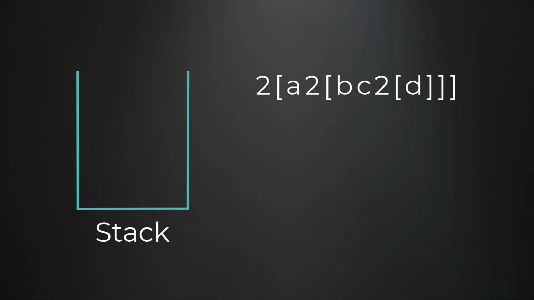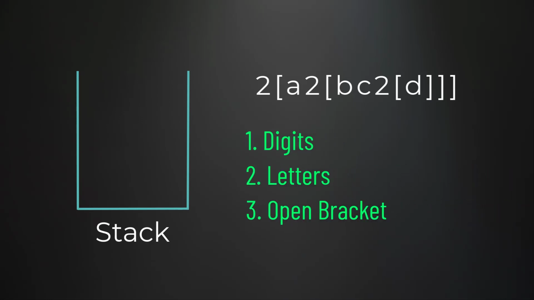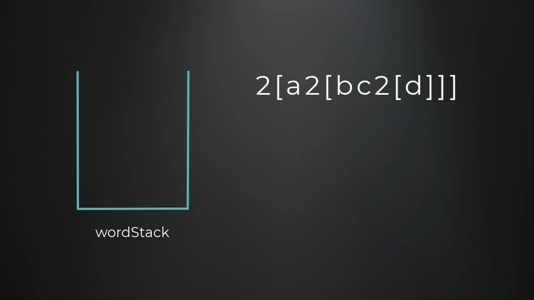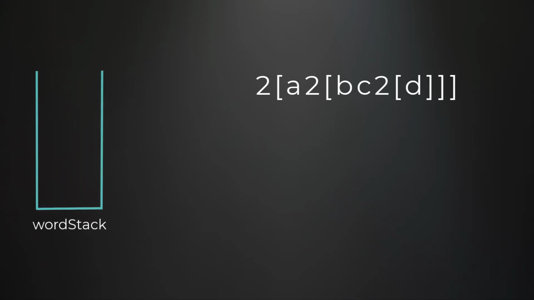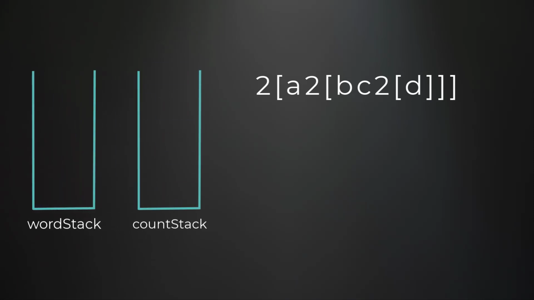So let's move on to the algorithm using our stack data structure on this nested encoded string. We have a total of 4 different types of characters that can be present in our encoded strings: digits, letters, an open bracket, and a closing bracket. We'll need to keep track of the digits and letters as we iterate over the string. So we will have one stack for the digits and another stack for the letters, and we can just call them count stack and word stack.